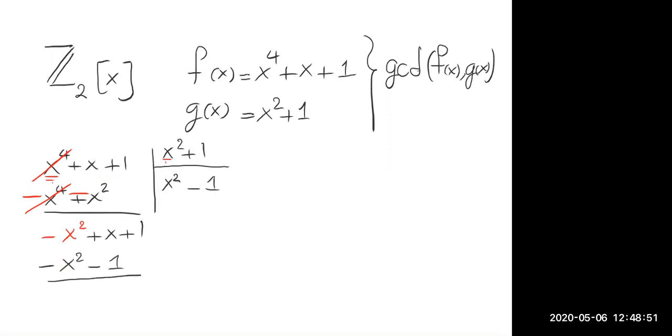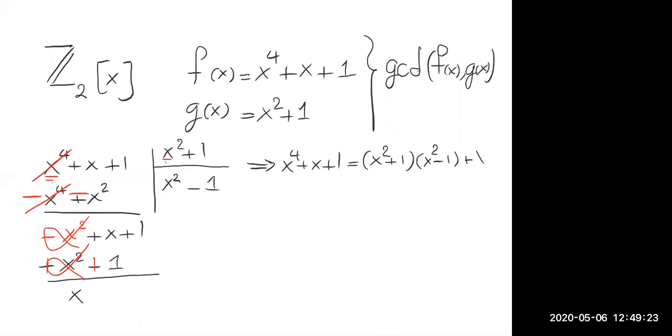Actually, the signs don't matter in Z2. I'm just repeating the same thing as before so it wouldn't confuse you. I should change signs. These two cancel each other. So what remains is x plus 1, which is plus 2. But 2 in Z2 is 0. So rather than 2, I can just write 0. So it means x to the 4 plus x plus 1 is equal to x squared plus 1 times x squared minus 1 plus x.